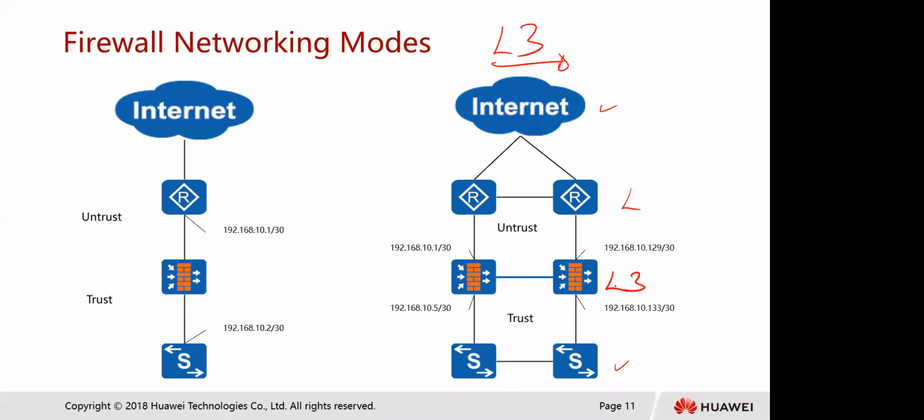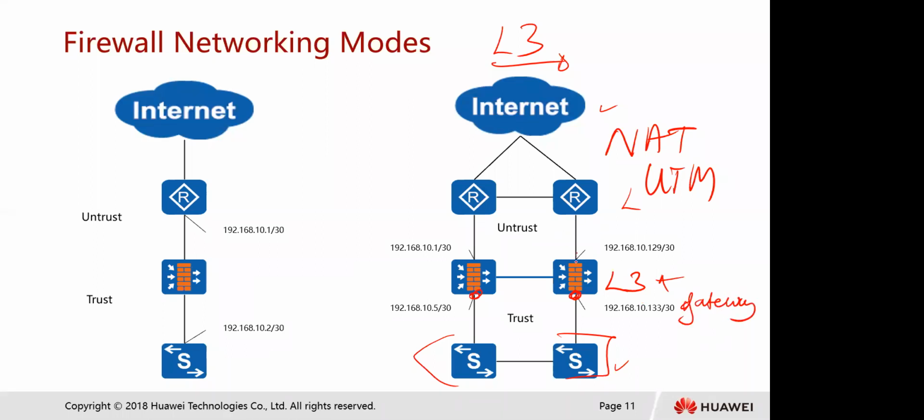In this mode, the firewall supports more security features such as network address translation and UTM, but the original network topology must be modified. Why must it be modified? If this device is going to do routing, meaning if you're configuring your network here, this interface on our router will be our default gateway. Also here, it will be the default gateway for the people on the internet.